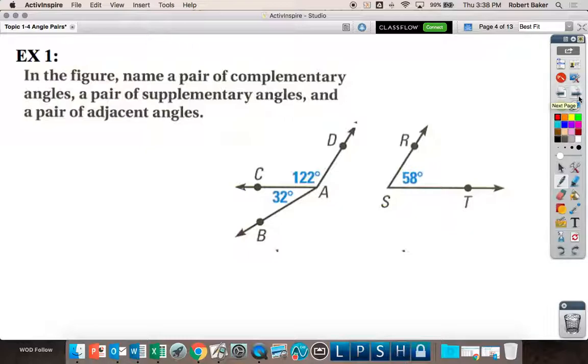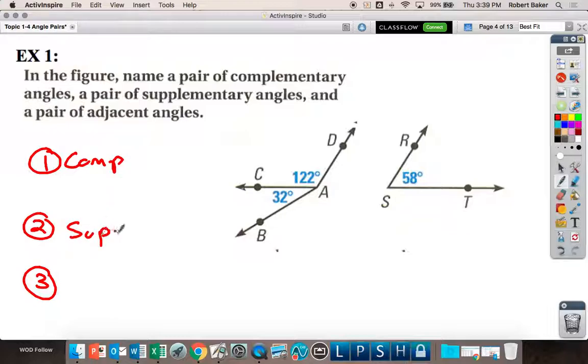So now let's apply that in a mathematical representation. I'm asking you guys to name, like we did yesterday, complementary angles, supplementary angles, and adjacent angles. We'll do that in 3 steps. You're driving the boat right now. You're the captain now. Where do you want to stop first? 1, 2, or 3?